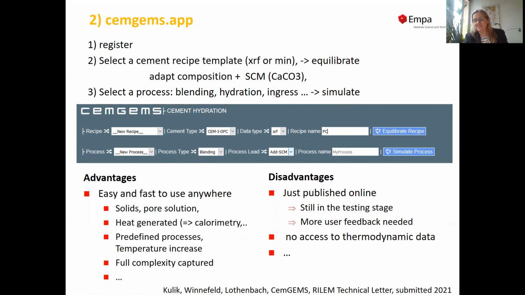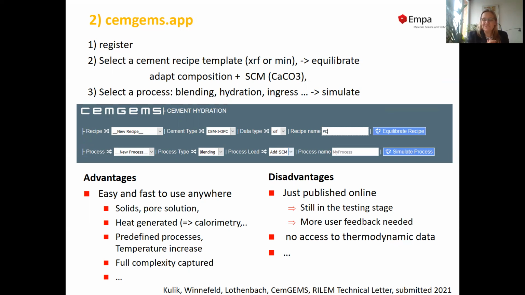The advantage: it's fast and easy to use. You can use it anywhere as it's web-based. You get as output solids and pore solution, heat generated. There's a number of predefined processes available. And you also can calculate the temperature increase. The full complexity of GEMS is also captured in this web tool.